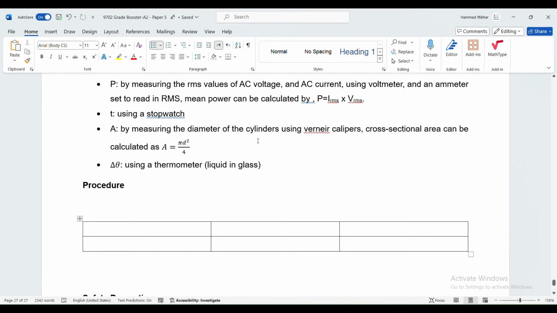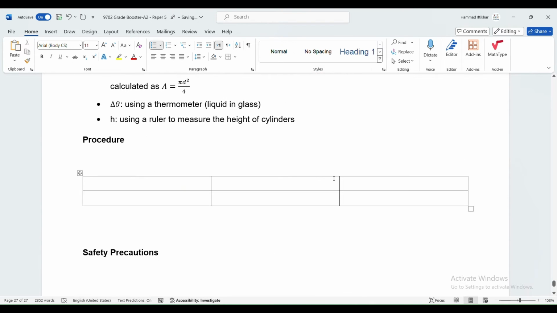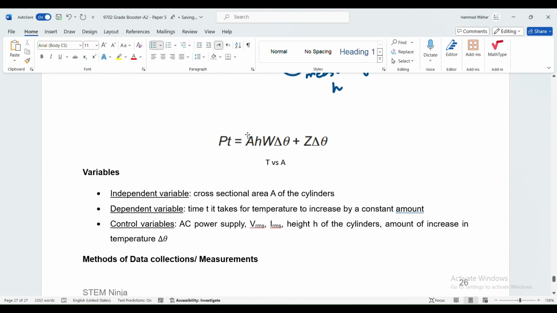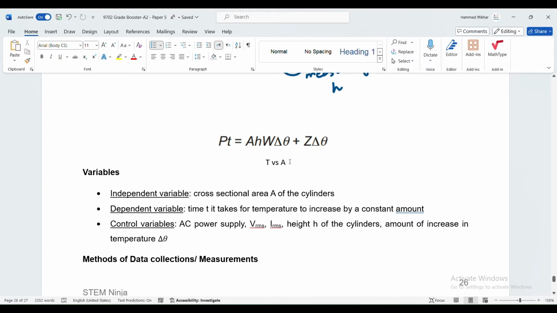Height h, using a ruler to measure the height of cylinders. Okay. Right. Power, time, area, height, W, and Z are constants, right? What we need to know. Yes. Okay. Delta theta we have done.